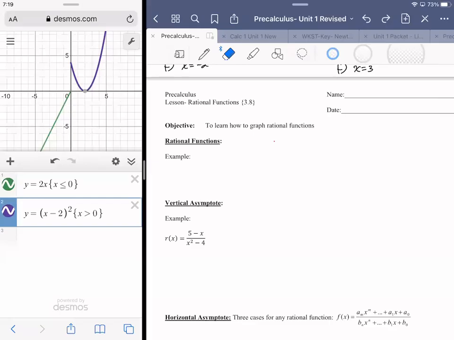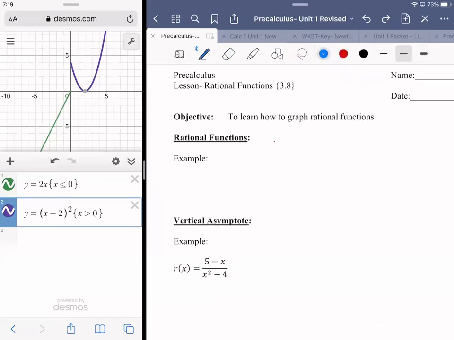Basic rational functions. We're not really going to get too in depth just because we can't, but a rational function is any function in the form r(x) = p(x) over q(x), where p(x) and q(x) are polynomials.